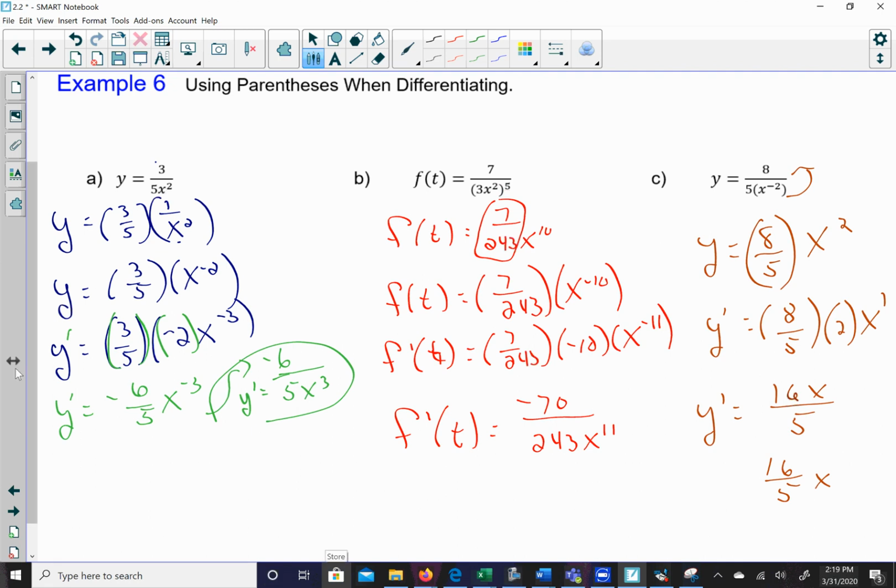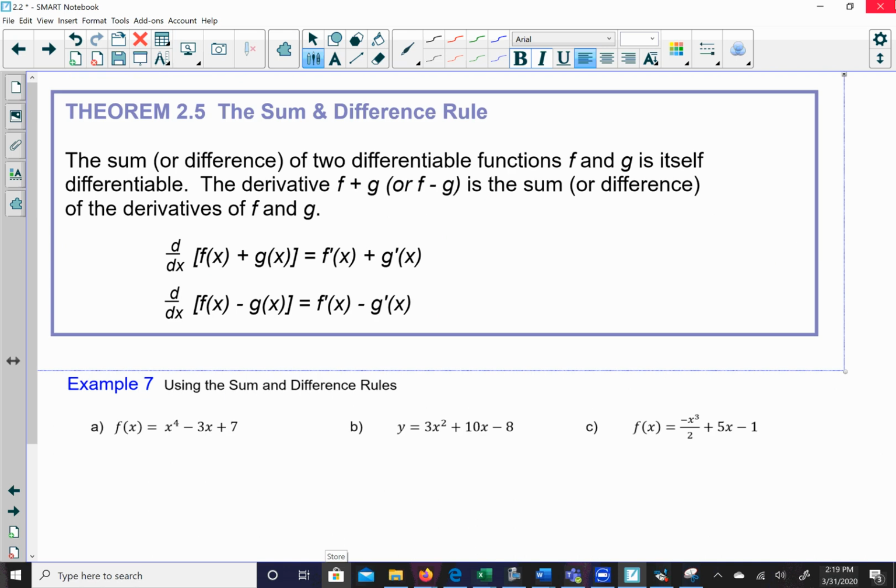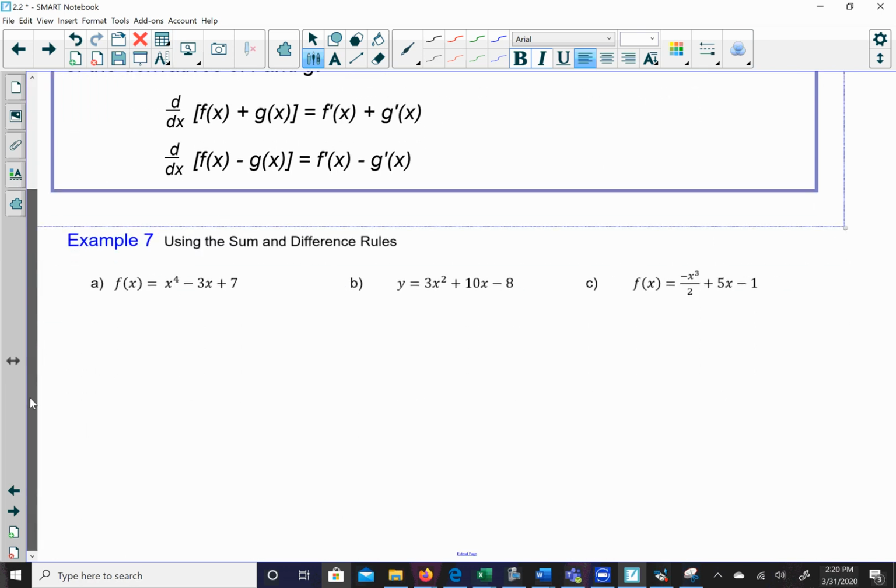Okay, moving on to the next one. This one is the sum and difference formulas. We've already talked about those. So when you have terms, in other words, something that's separated by a plus or minus sign, you're going to take a derivative by a derivative by a derivative, and then you're going to either add or subtract them together. So it's like you take it in pieces, if you want to think of it that way.